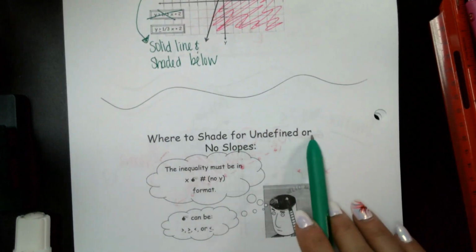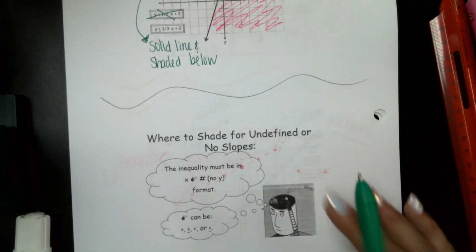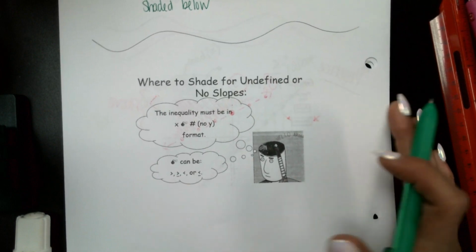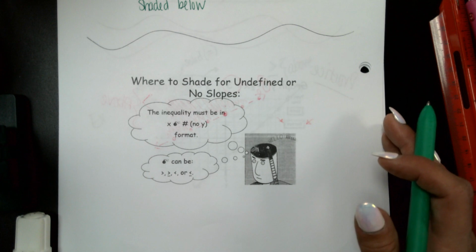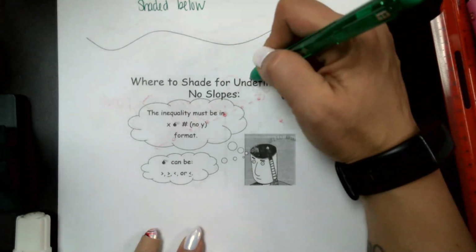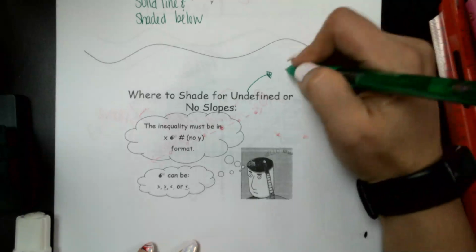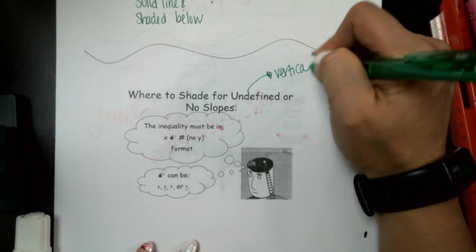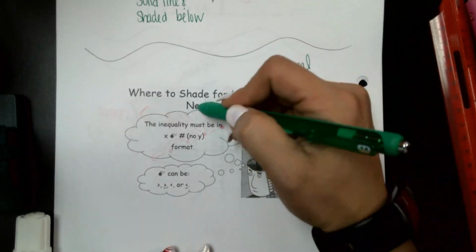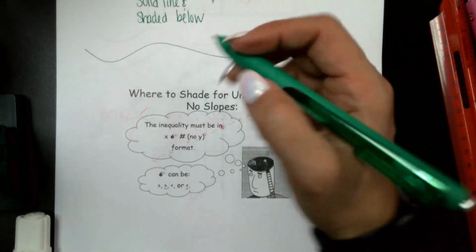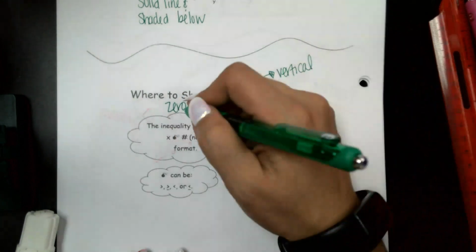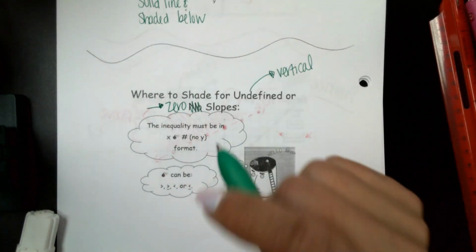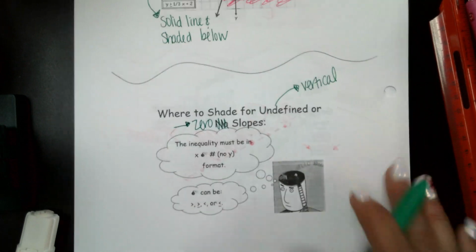Okay, so then down at the bottom, it says where to shade for undefined or no slope. Well, first of all, undefined slope is what kind of line? Try again. Vertical. If it's undefined, you'll see a vertical line. And then if there's no slope, I don't like when they say no slope. It's really zero slope. A slope of 0 is which kind of line? If it's flat, it's horizontal.